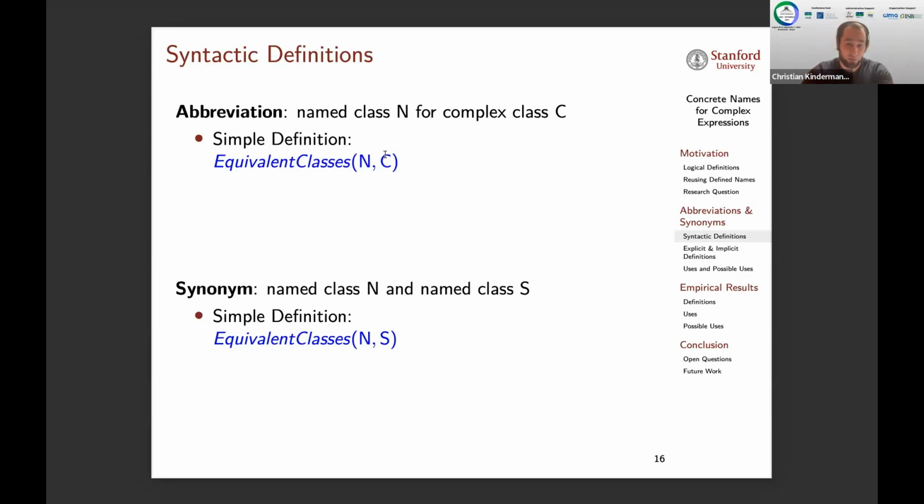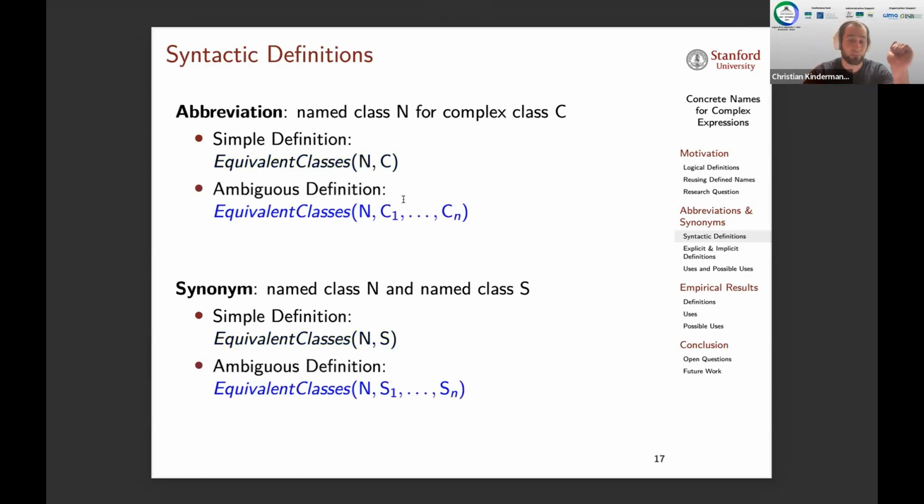But now it's important to remember that the OWL constructor EquivalentClasses takes more arguments than just two. So we could also specify definitions in this way, where we say we have a named class that is equivalent to multiple different complex class expressions.